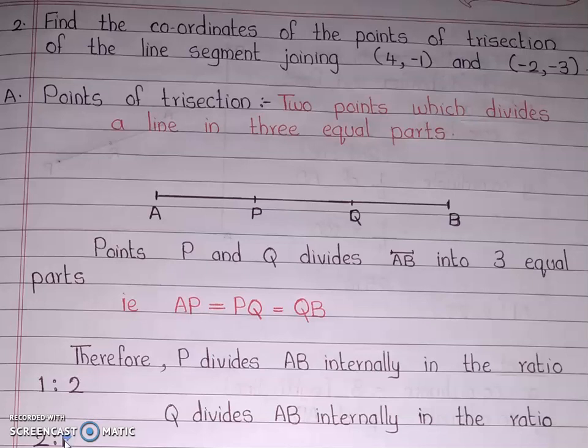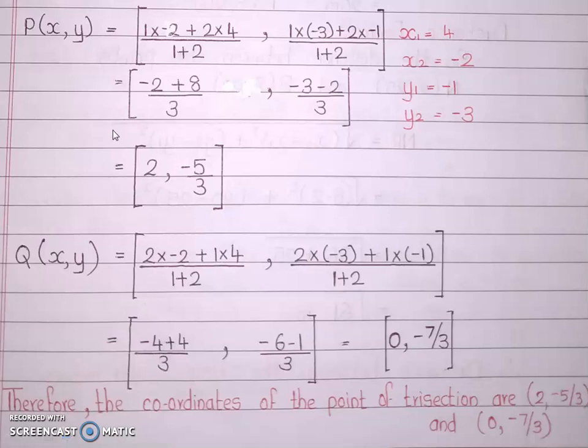Let's see how to solve this problem. Now, P(x, y) and Q(x, y). The point P divides the line segment in the ratio 1:2. So m1 is 1, m2 is 2. What are the points A and B? A is (4, -1), B was (-2, -3). I have substituted the values here and I got the coordinates of point P as (2, -5/3).